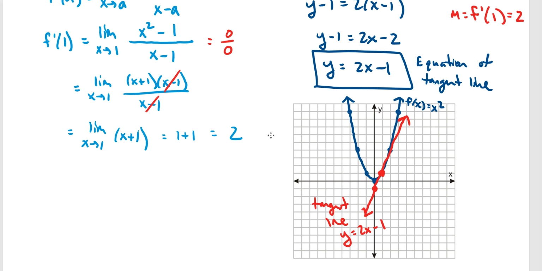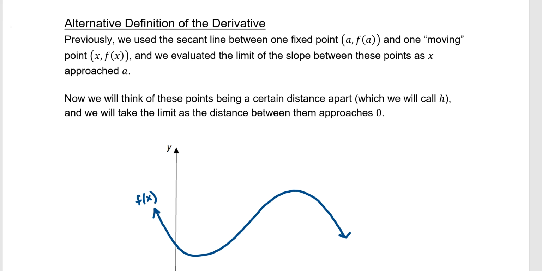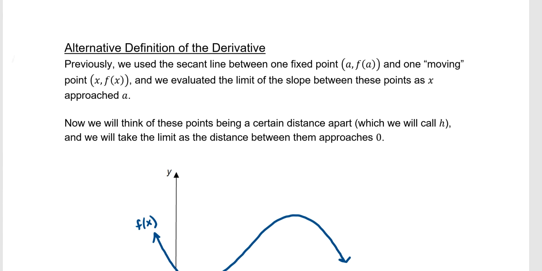So that means at the point x equals 1 on the function f of x equals x squared, it has an instantaneous rate of change of 2. So the instant slope at x equals 1 equals 2. Or the slope of the tangent line at that point is also 2. Same thing. Okay, let's move on to the next thing. So we're going to talk about another way that we can think about this little formula that we just created.